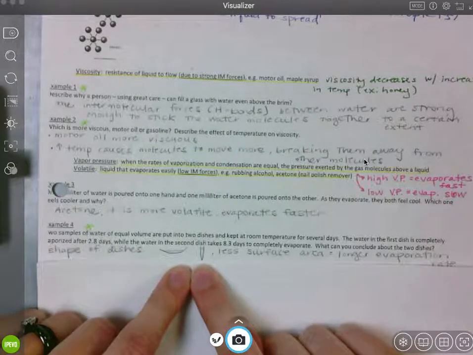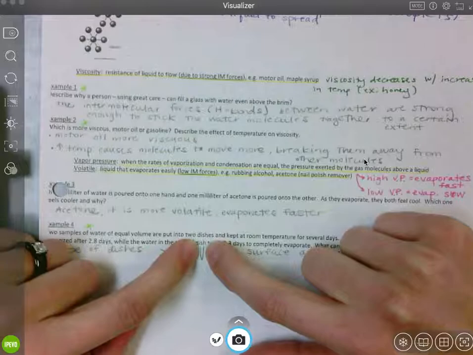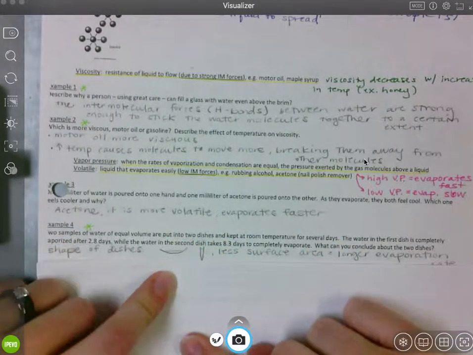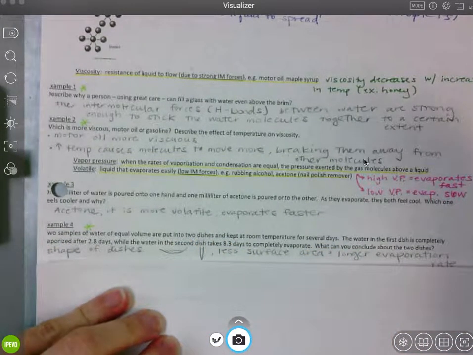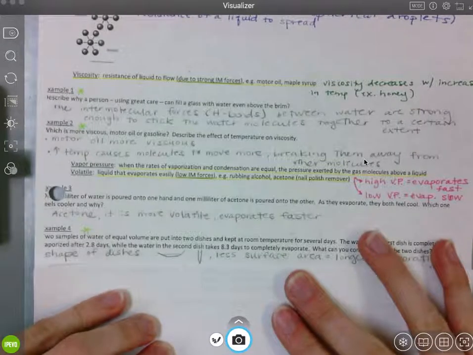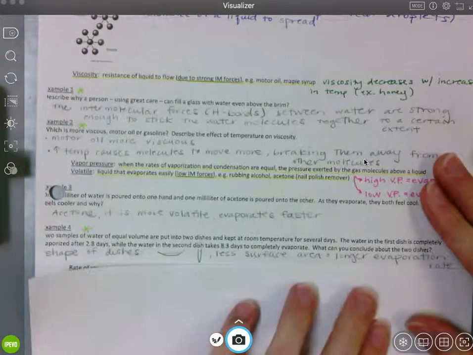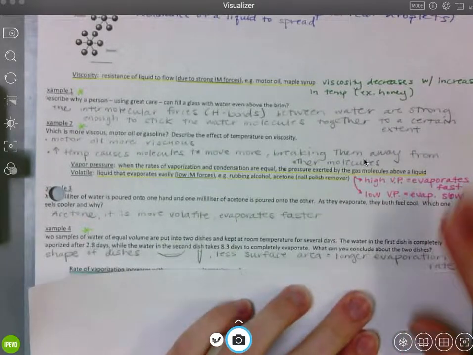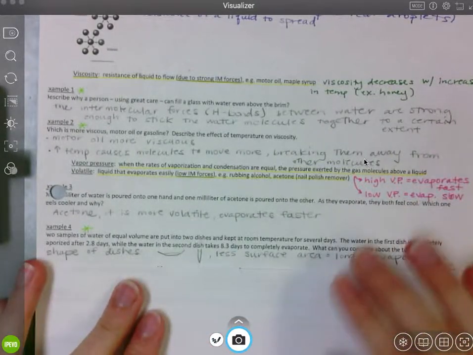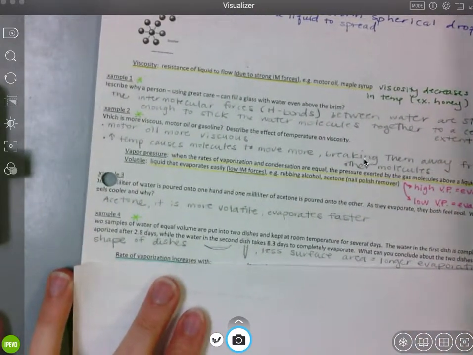As opposed to our test tube or vase looking thing, we have barely any surface area for that liquid to gas interaction, for those liquid molecules to jump up and be a gas, and to gain that energy in order to do so. So if we have less surface area, that means we're going to take longer to evaporate. So we have a longer evaporation rate. So the shape of our dishes is what we're looking at there.